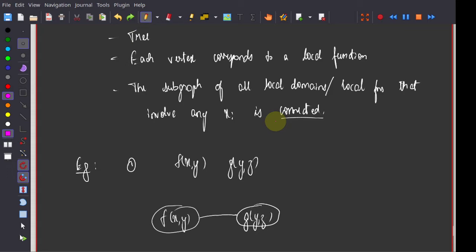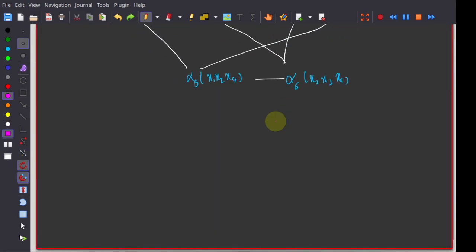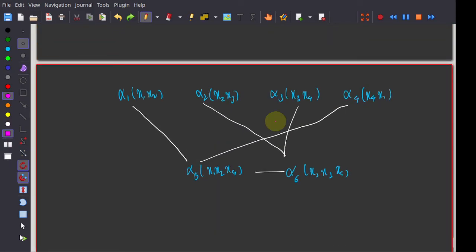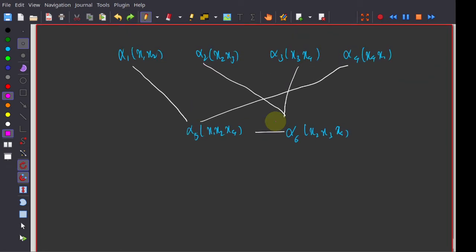Sorry? No. Because then it would be impossible to construct it. Right? If one variable participates in at least 3 functions, then that will be a triangle. It has to be fully connected, which means that it will have a cycle. So this is one particular junction tree.